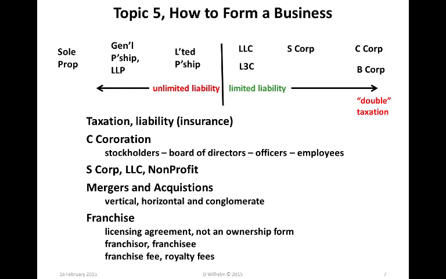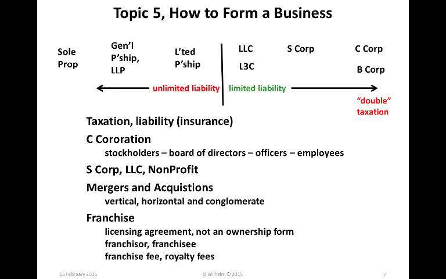Mergers and acquisitions: vertical, horizontal, and conglomerate. The difference between a merger and an acquisition: in a merger, two organizations get together as equals. In an acquisition, one organization purchases another organization. A vertical merger or acquisition is where an organization acquires by merger or acquisition a supplier or a customer.